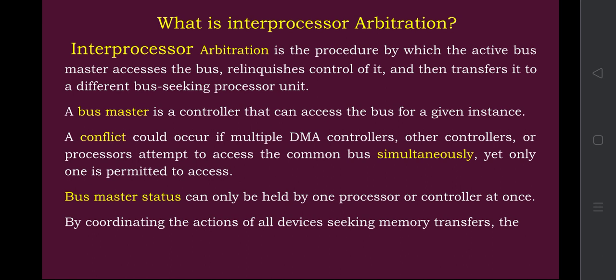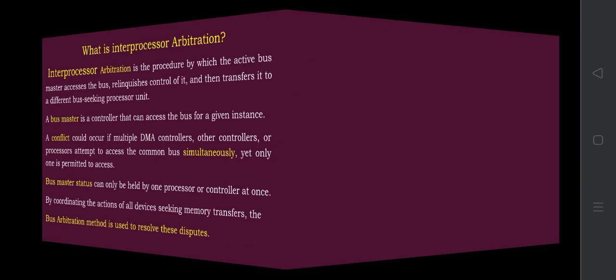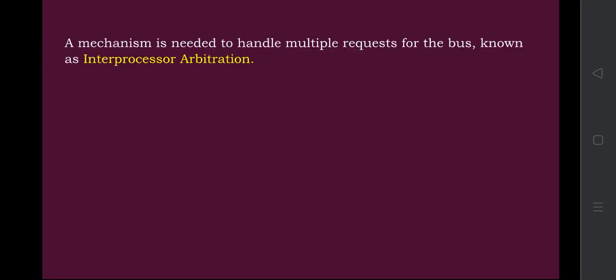By coordinating the actions of all the devices seeking memory transfers, the bus arbitration method is used to resolve these disputes. What is the dispute here? Many devices are requesting control of the bus. In that case the bus master or the bus controller controls these accesses, so that this bus arbitration method helps to solve the disputes that come across the processes. Let us see what inter-processor arbitration is. It is a mechanism that is needed to handle multiple requests for the bus, known as inter-processor arbitration.